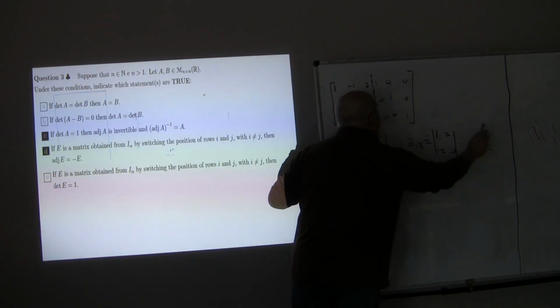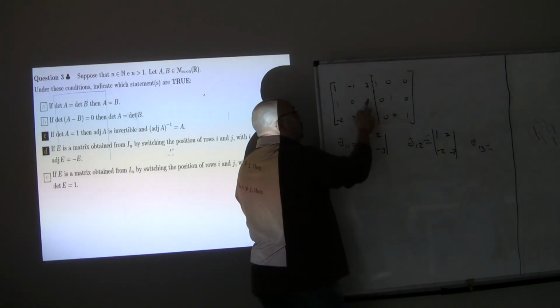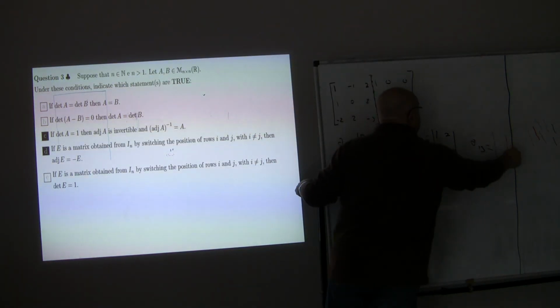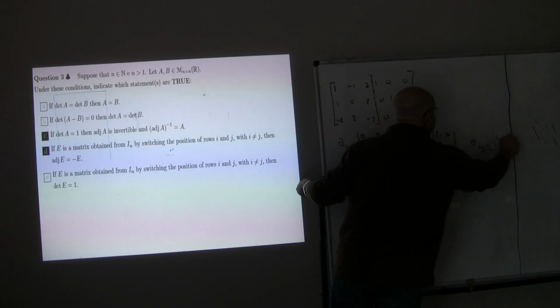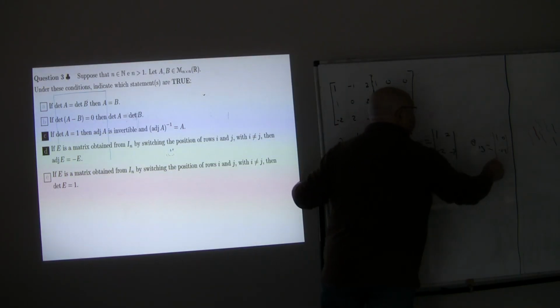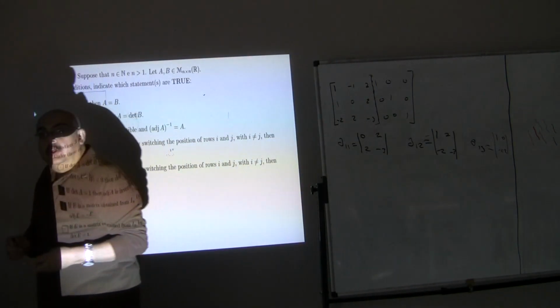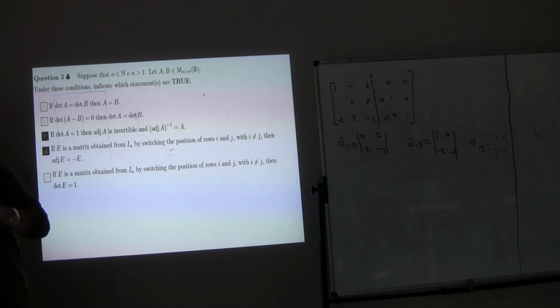A13, similarly, I will eliminate the first row and third column. So the remaining will be 1, 0, negative 2, and 2. And the sign is positive, and so on for the rest of the elements.